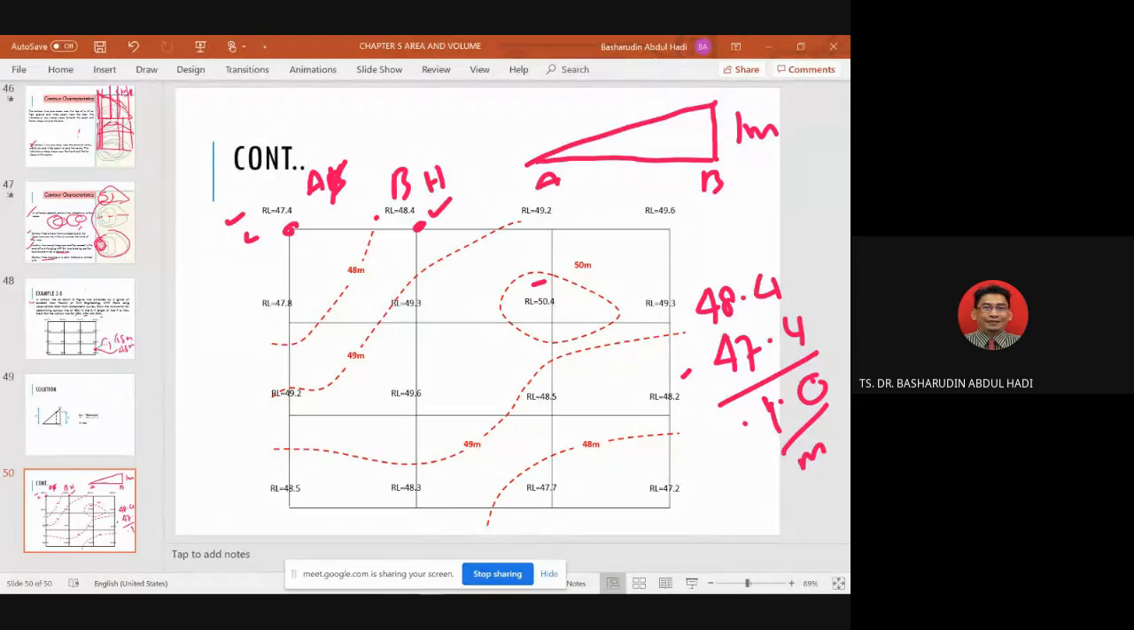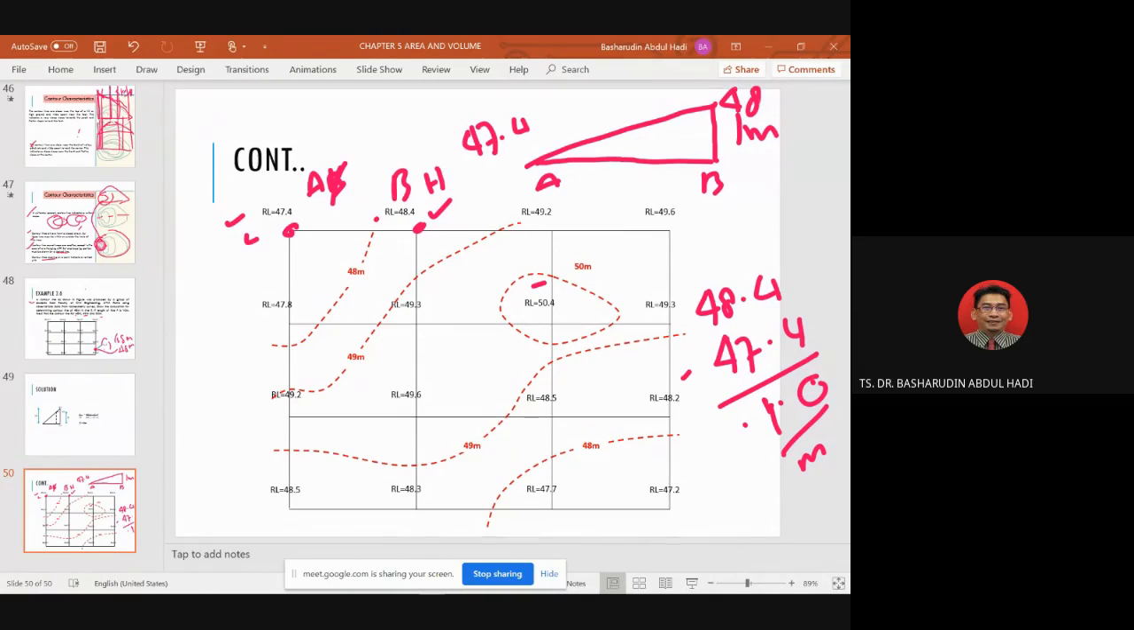And you know that this one is 47.4. We know that this one is 48.4. So the difference is 1 meter higher. Now, based on 47 and 48, you must find the 48 contour. I estimate like this because this one is 47, this one 48, these positions. So we want to know the position here.